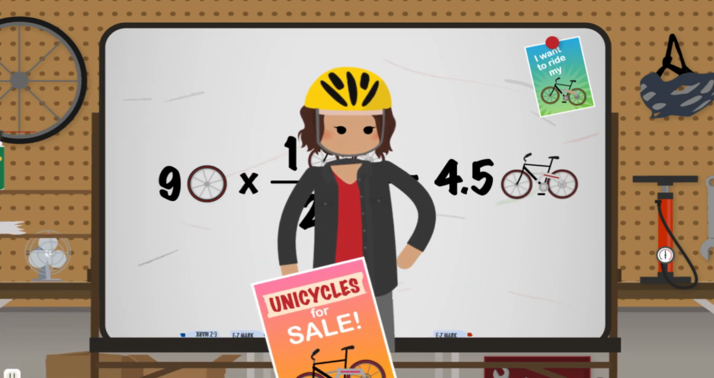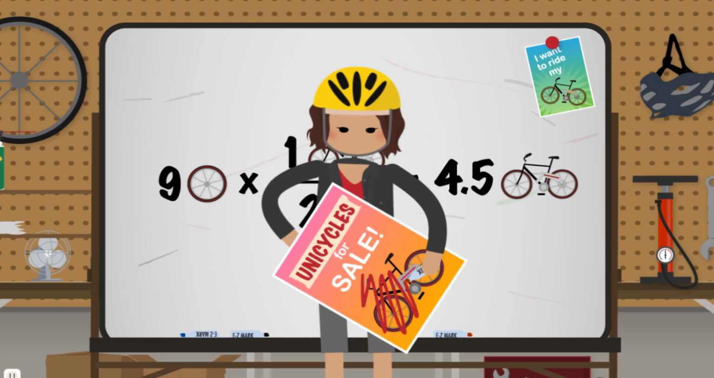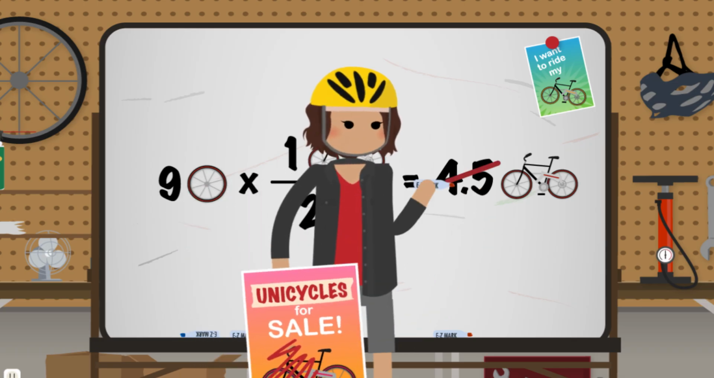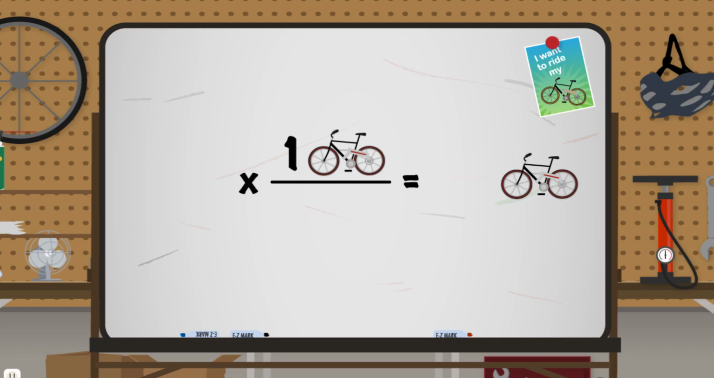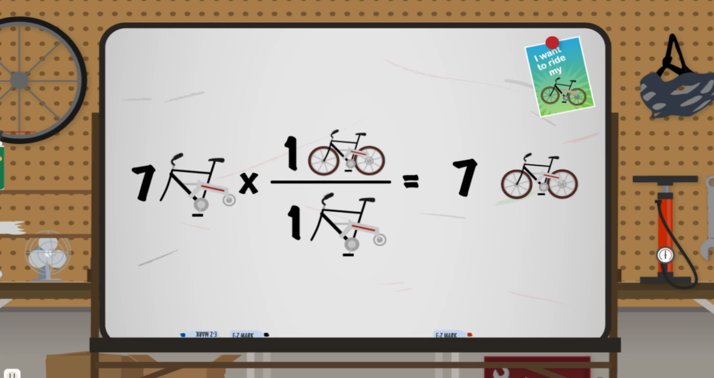But it'd be pretty difficult to sell someone half a bike, unless they're into unicycles. No judgment here. So we can really only make 4 bikes. Next, let's calculate how many bikes we can make with our frames. It takes 1 frame to make 1 bike. So with 7 frames, we can make 7 bikes.